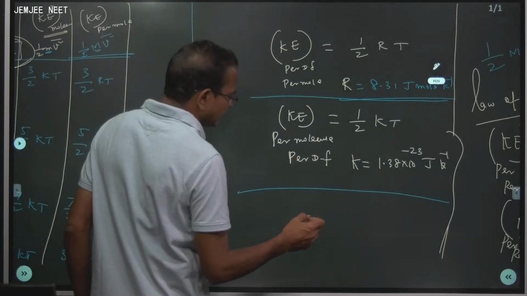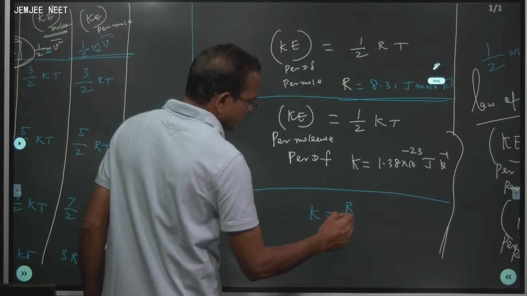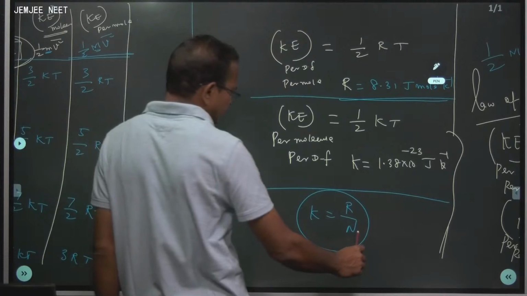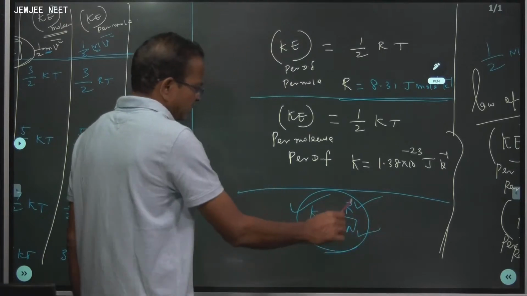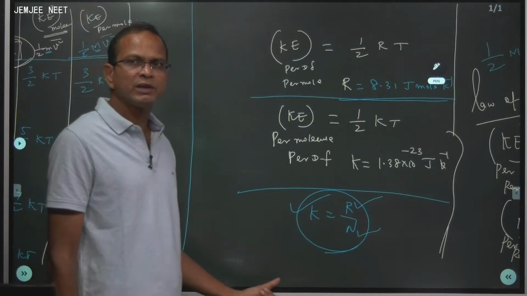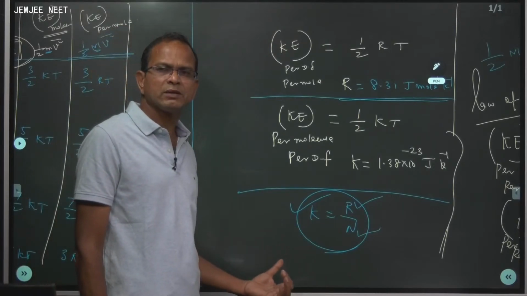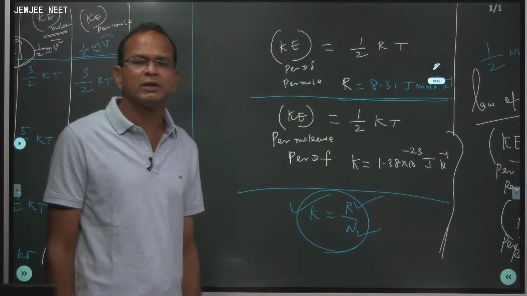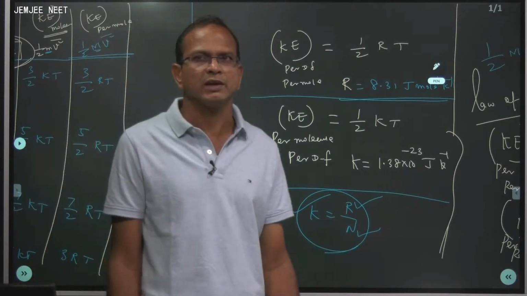So, it is clear that K is equal to R by N. This is a universal constant. All of them are universal constants. N is a universal constant, R is a universal constant, K is a universal constant. Everything is a universal constant, right? R is the gas constant 8.31, K is the Boltzmann constant 1.38 10 power minus 23, and N is the Avogadro number 6.023 in 10 power 23.